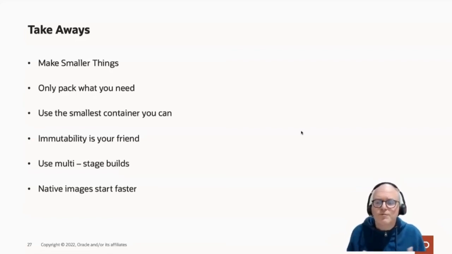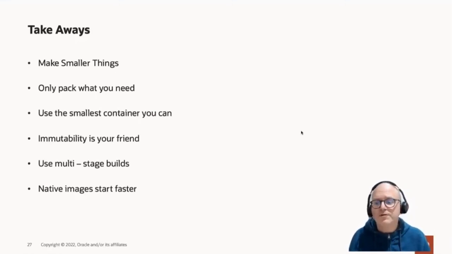Remember that immutability is your friend. Things that are immutable don't change. They don't change underneath you. You don't have the concern that somebody's changed something in the build environment or in the production environment. An immutable image produces containers, and they all are the same. They all start in the same way, in the same state.